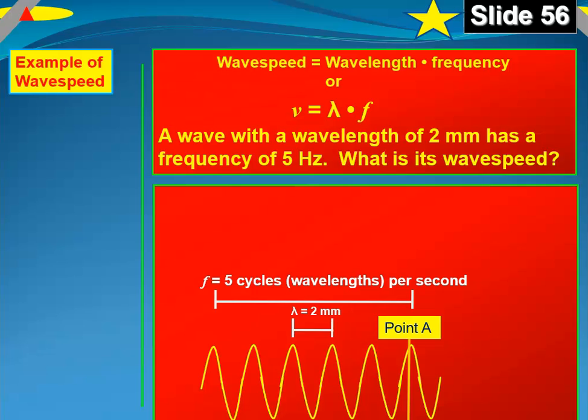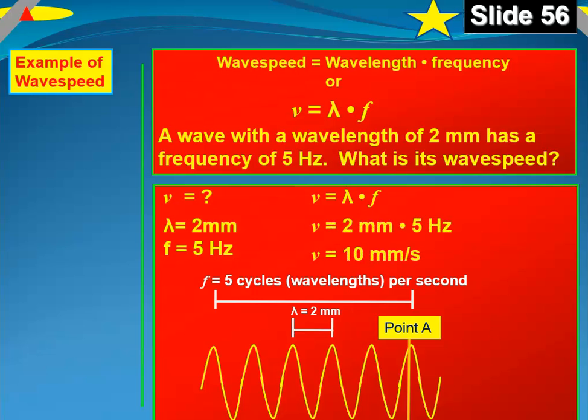So you see an illustration down at the bottom. There's a frequency of 5 hertz. You see 5 cycles are going to pass point A in 1 second, and each cycle, or each wavelength, is 2 millimeters long. So if you're looking for the wave speed, there's the wavelength and the frequency. 2 millimeters is the length of each wave, and the frequency is 5 hertz. 5 cycles will pass a point in each second. So you use the formula, you plug in the numbers, and you get 10 millimeters per second. So that's how fast that wave is moving.